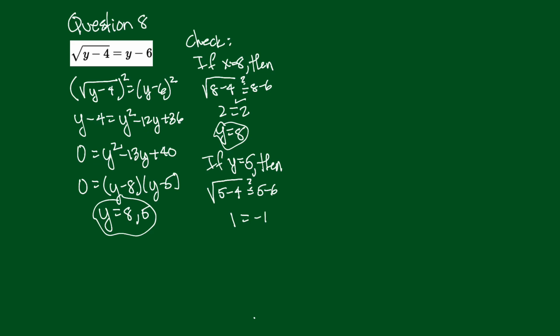5 minus 6 is negative 1. Those aren't equal. All right, so this one doesn't work. y equals 5 does not work. So we get only one solution here, and that is y equals 8.